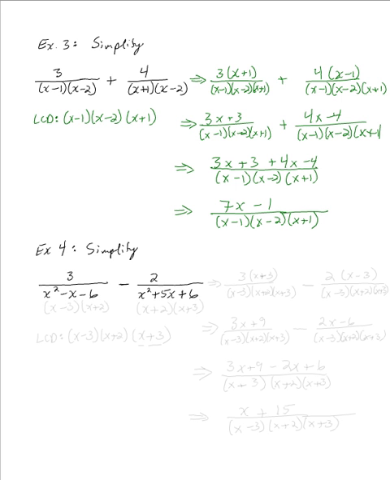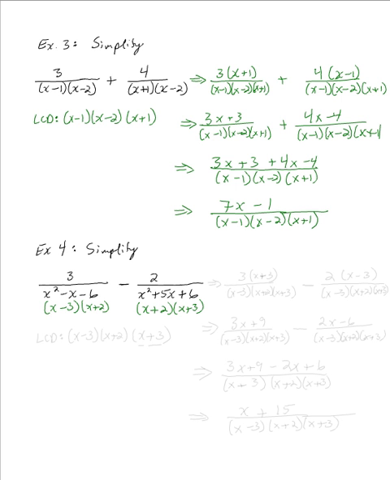Alright, and the fourth example, we have 3 over x squared minus x minus 6 subtract 2 over x squared plus 5x plus 6. Notice how this one's a little different than the previous example, but really the difference is the denominators aren't in a factored form. So let's put them in a factored form. X squared minus x minus 6 factors as x minus 3 by x plus 2. X squared plus 5x plus 6 factors as x plus 2 by x plus 3.